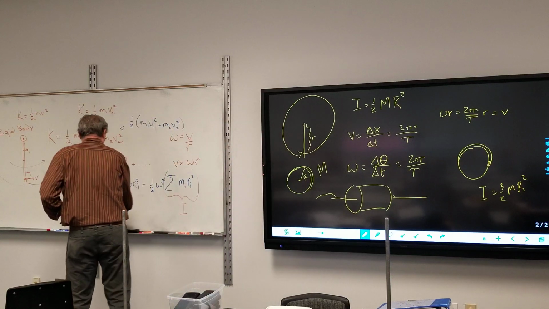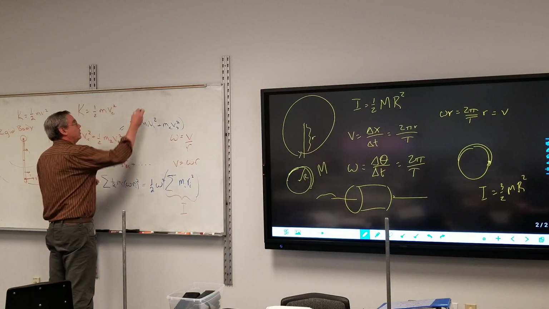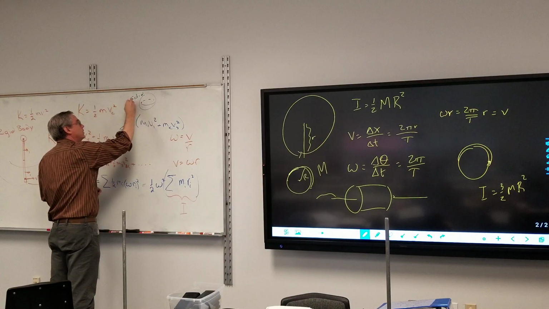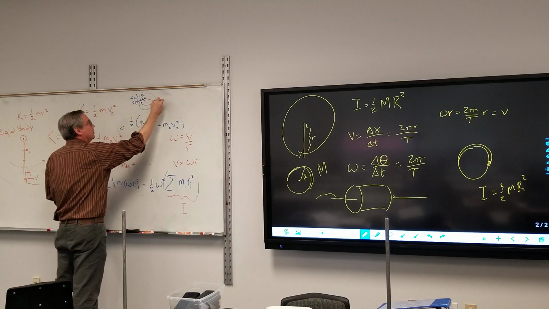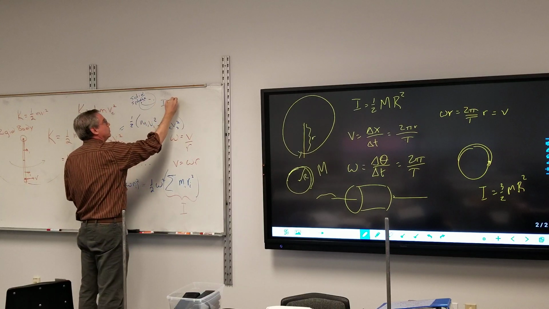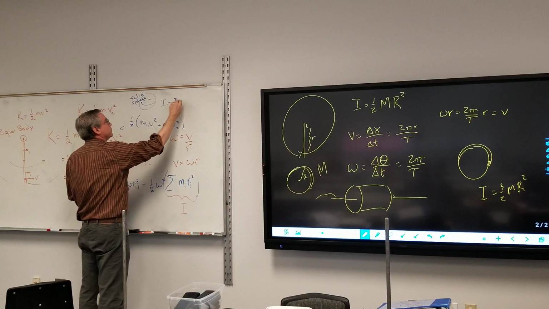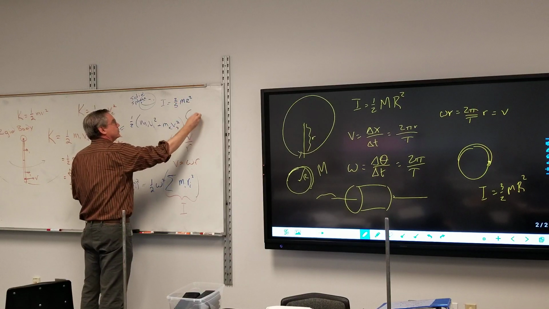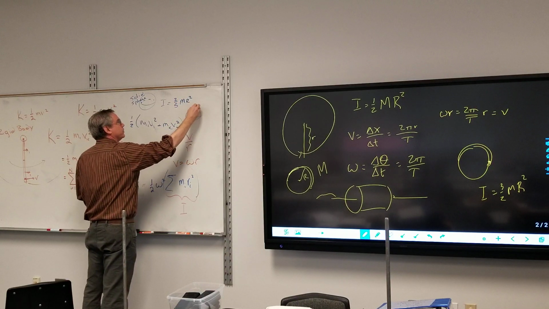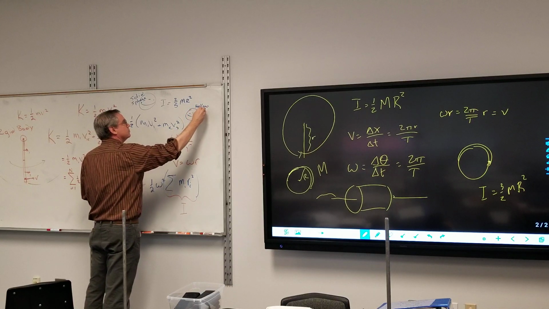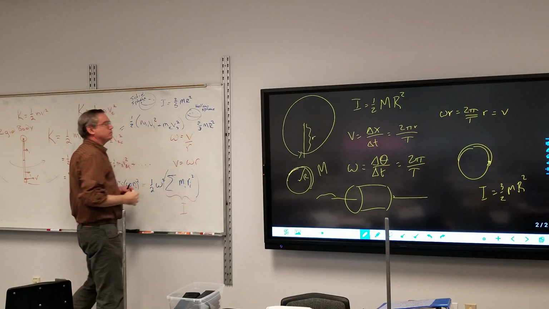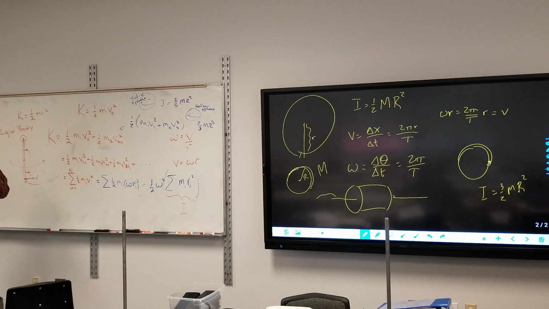Sphere. Solid sphere: I is equal to 2/5 m r squared. Hollow sphere, 2/3 m r squared, and so on.